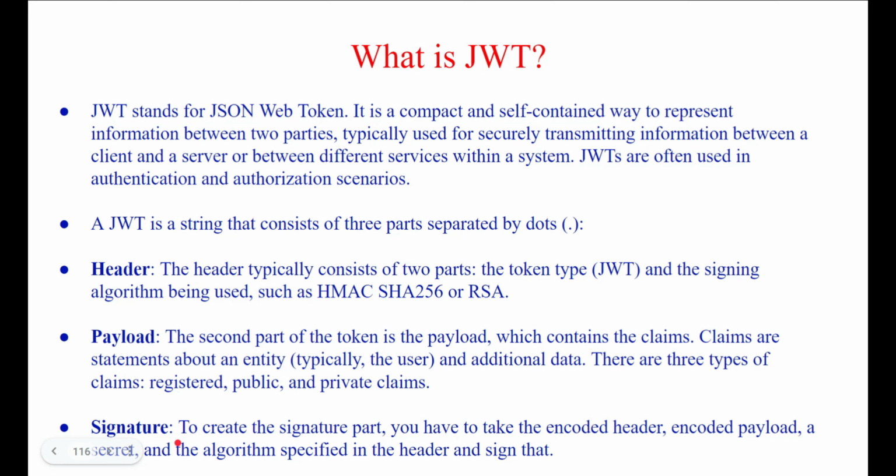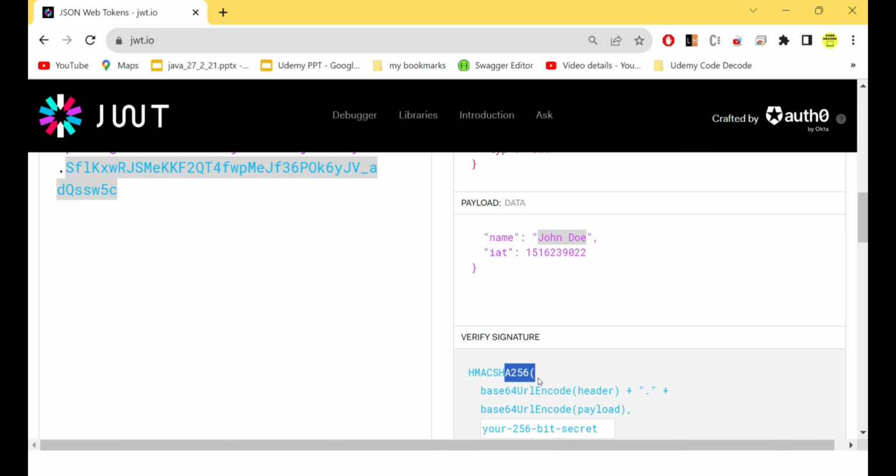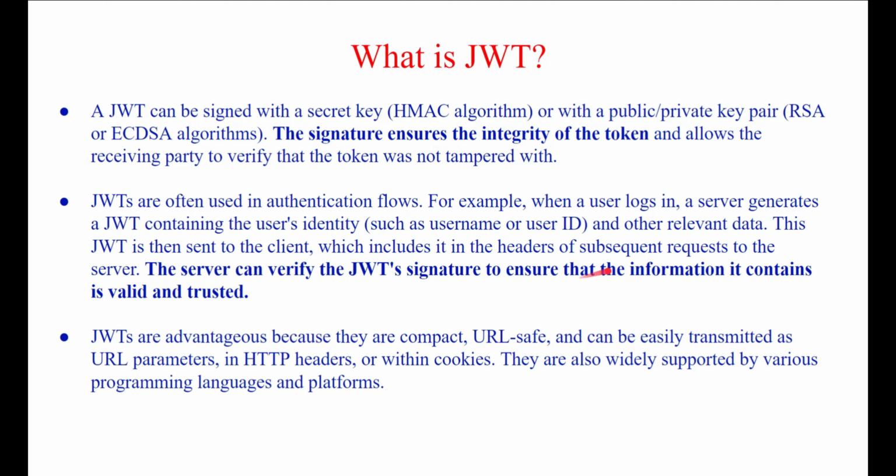And this signature is used to give you the authenticity of your JWT token. So JWT is signed with a secret key or with a public-private RSA algorithm. The signature ensures the integrity of your token and allows you to verify the token was not tampered at all. So JWTs are often used in the authentication flows. For example, when the user logs in, server gives you the JWT for user's identity and all the other relevant data in the terms of claims that I have shown you in the payload. The payload has all the claims about the user.